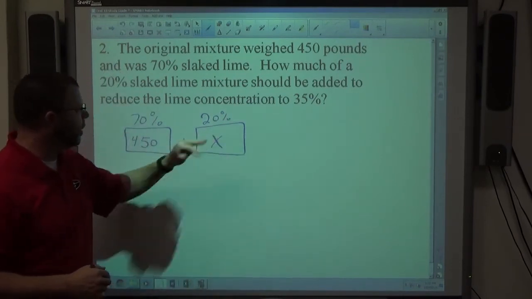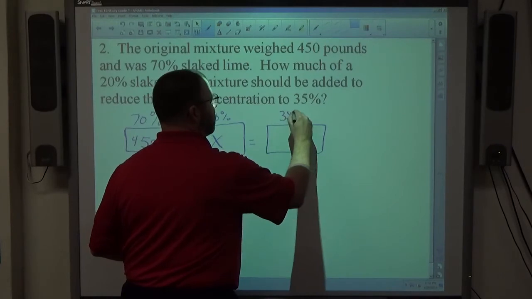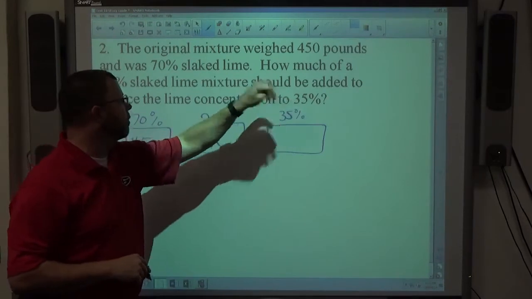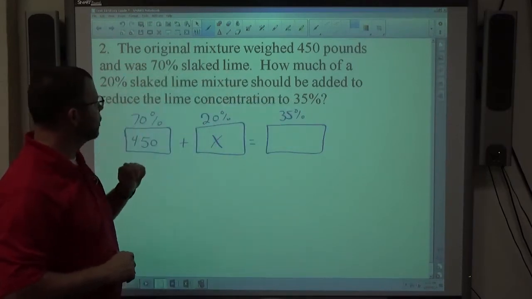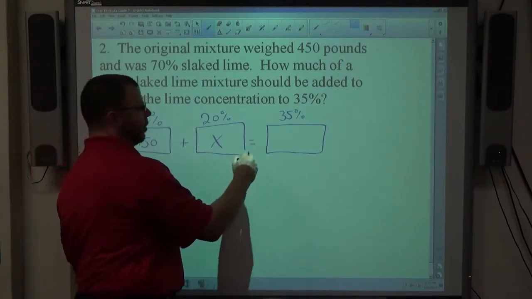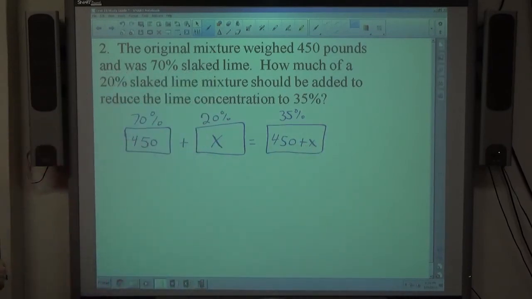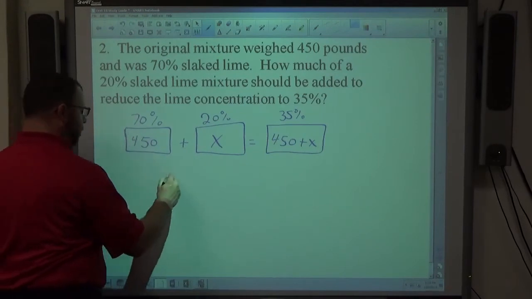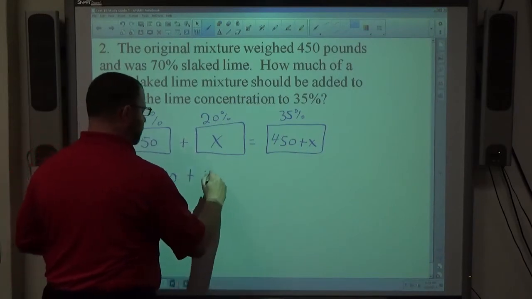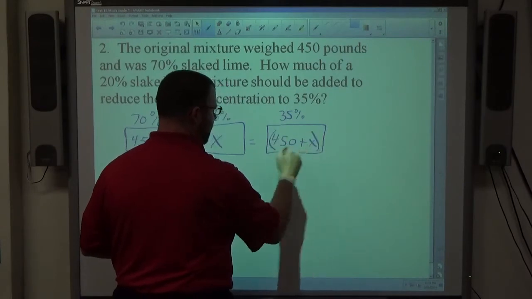So again, we're starting off with this specific amount. We're adding some unknown amount of weak material, and our goal is to end up with a 35% mixture, and I don't really care how much I end up with as long as it's the right percentage. Everything is slaked lime. Lime concentration 35%, 20% slaked lime, 70% slaked lime. The final amount of mixture, we have 450 pounds. We're adding some unknown number of pounds to it. We're going to end up with 450 plus X pounds of mixture. So that'd be our setup. And then it's just a matter of multiplying. 70 times 450, 31,500 plus 20X.